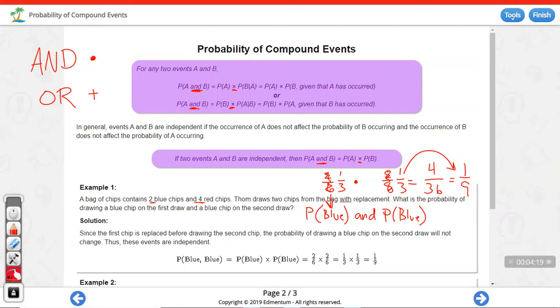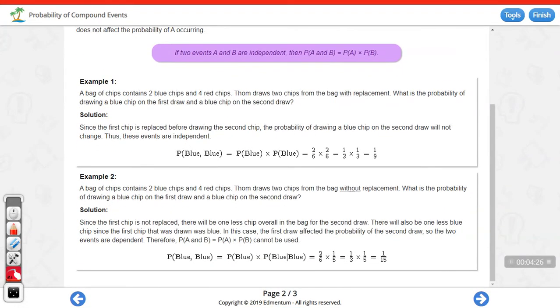That's actually my personal preference. All right, and that's what we see down here. That's what they're showing. All right, let's take a look at the next example.